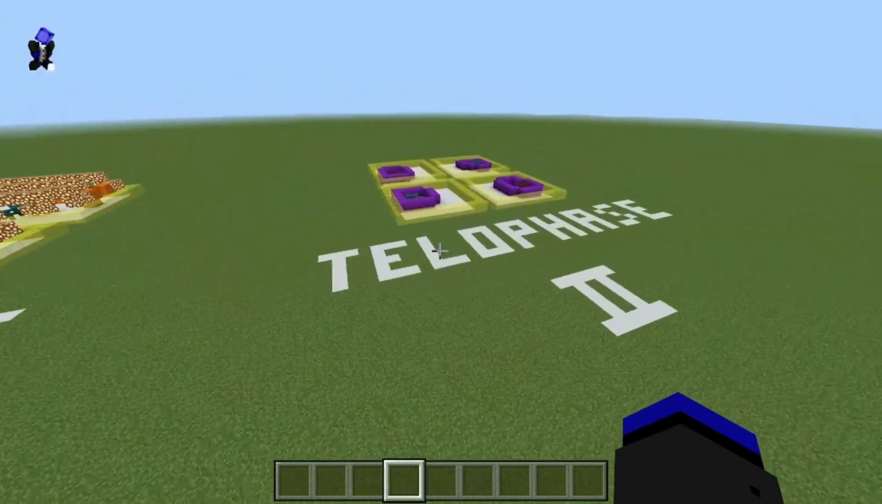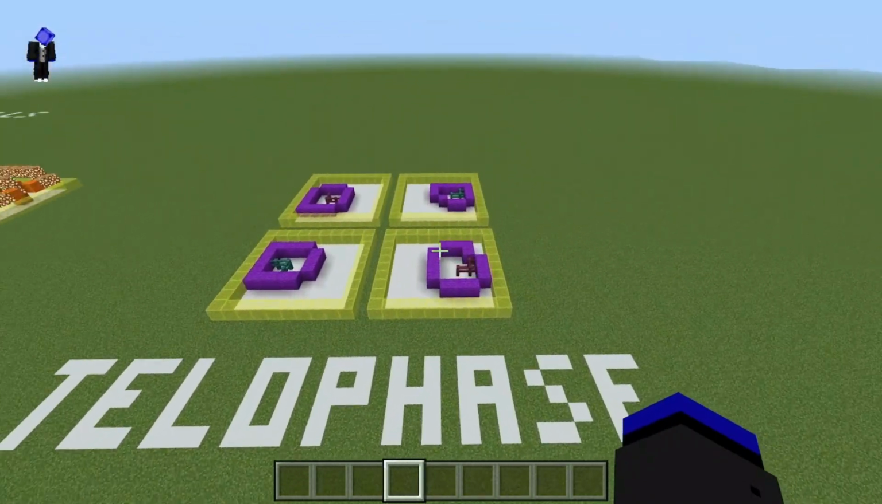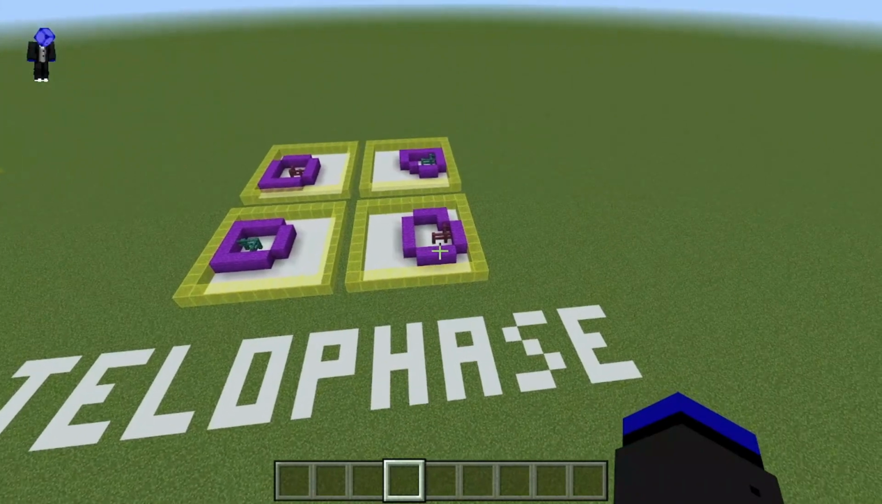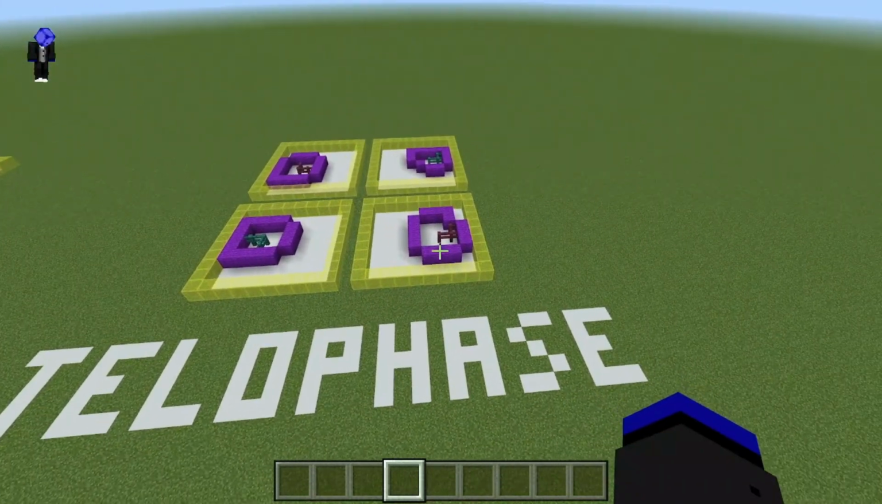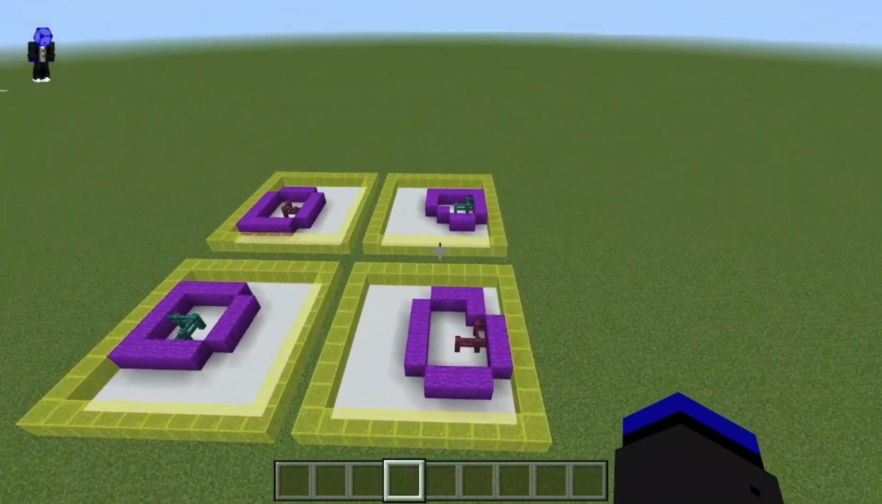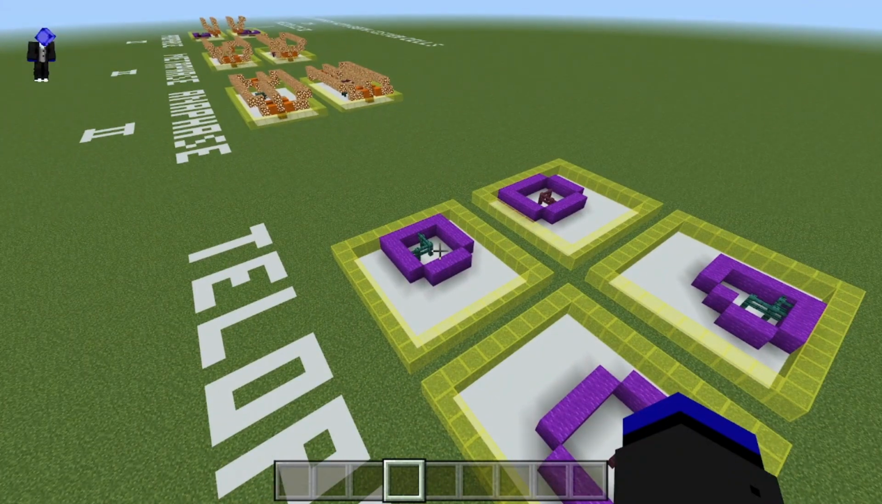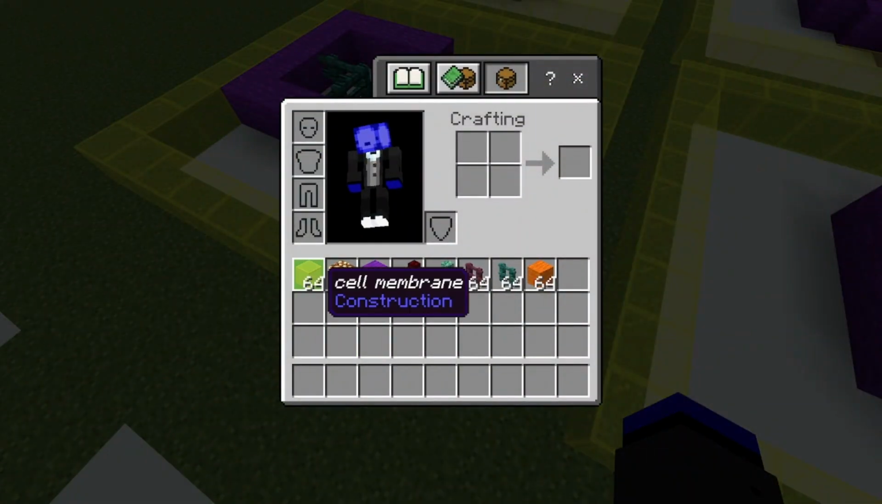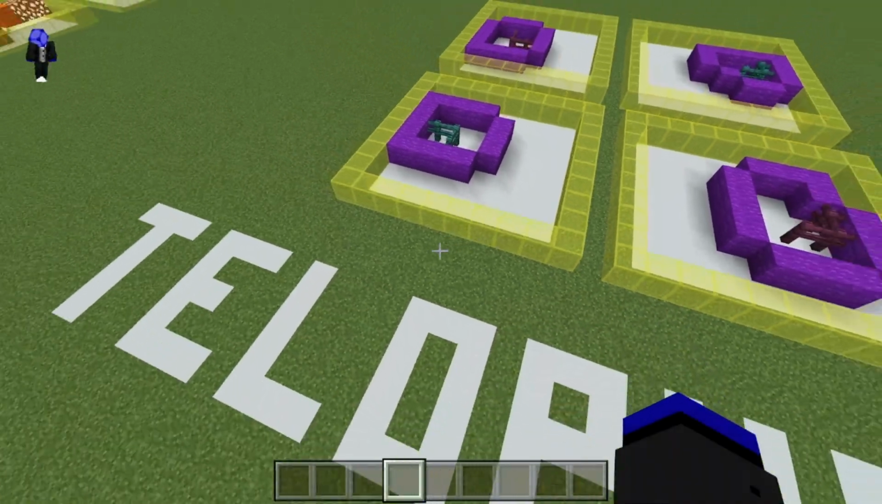And in telophase 2, the nuclear envelope, as you could say, or nuclear membrane will form around each sister chromatid to form 4 new cells. And this yellow glass is just the cell membrane itself.